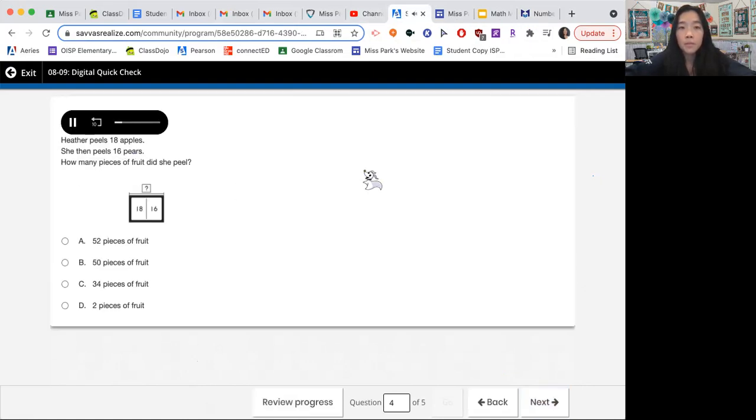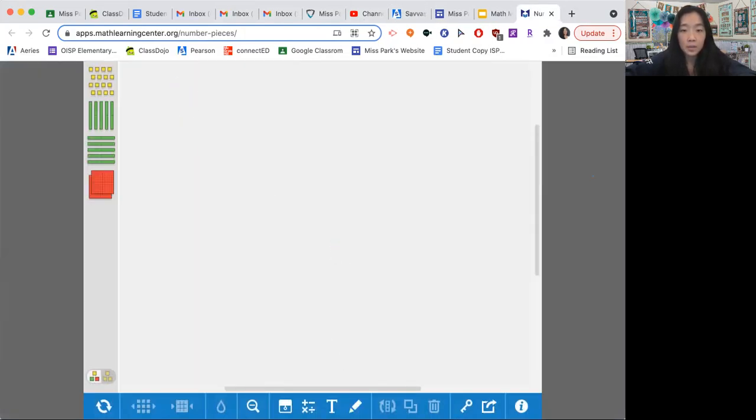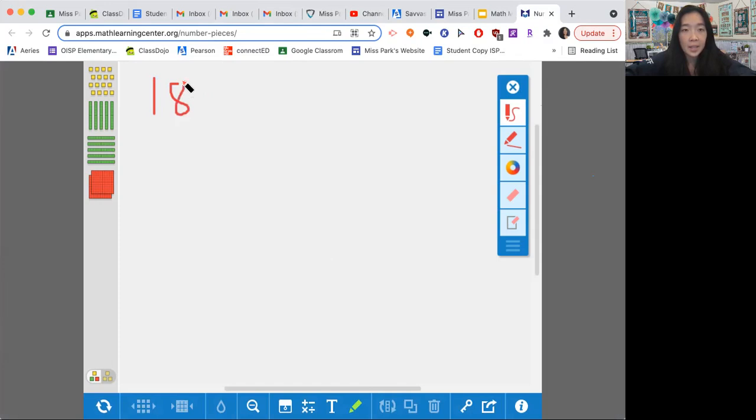Heather peels 18 apples. She then peels 16 pears. How many pieces of fruit did she peel? So let's do 18 plus 16. Okay. Then I'm going to draw again.